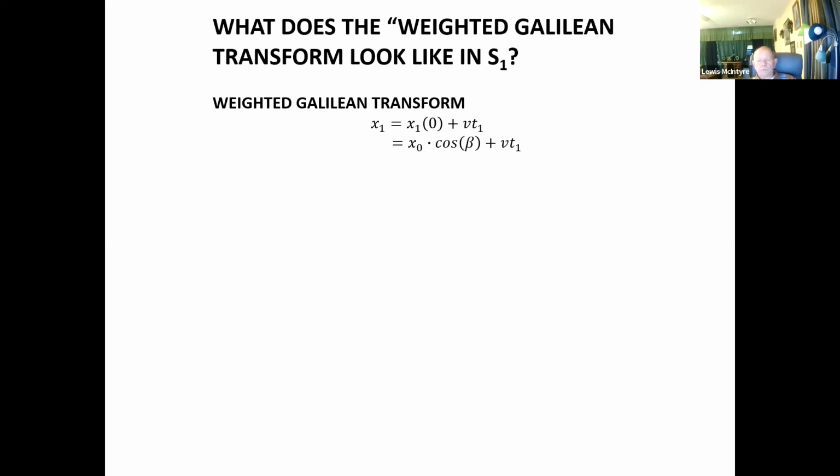The Lorentz transform uses the weighted Galilean transform. What does this weighted Galilean transform look like? It's surprisingly simple, just x0 foreshortened by the cosine of beta.